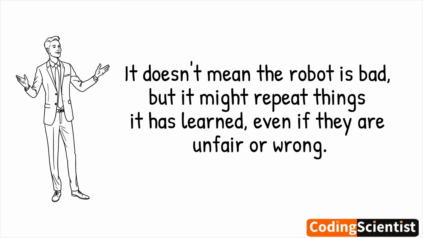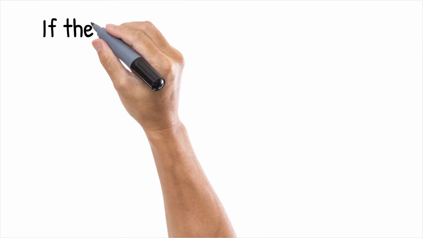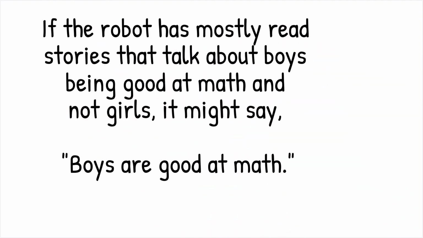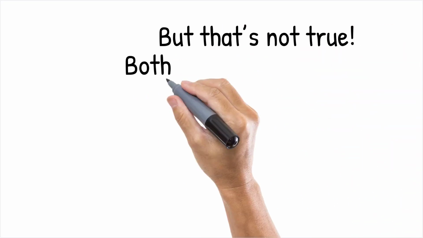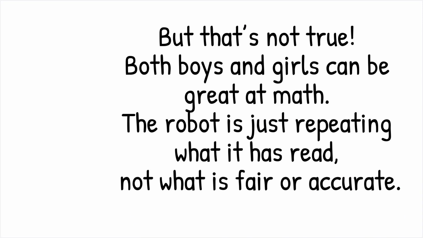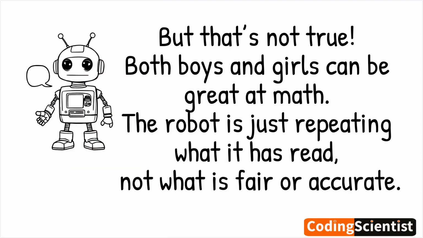Let's say you ask the robot, who is good at math? If the robot has mostly read stories that talk about boys being good at math and not girls, it might say, boys are good at math. But that's not true. Both boys and girls can be great at math. The robot is just repeating what it has read, not what is fair or accurate.